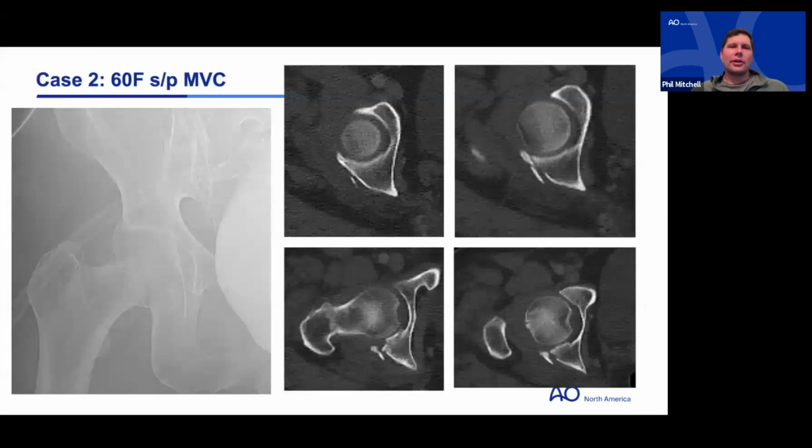Okay. So next case, 60-year-old female MVC. Andrew, can you contrast the last X-ray that we started with this one for us? What do you see that's the same? What's different? For sure. So I think the most obvious thing in this case is that the hip is reduced.